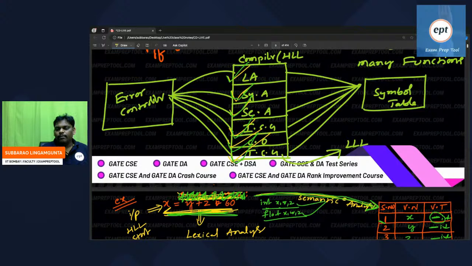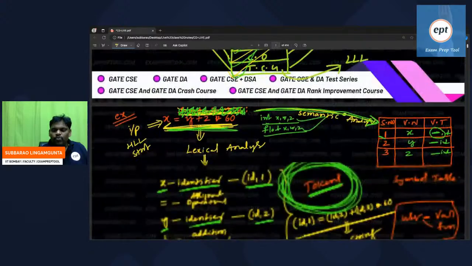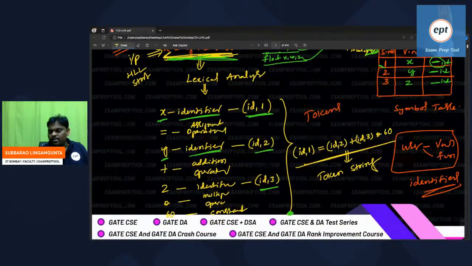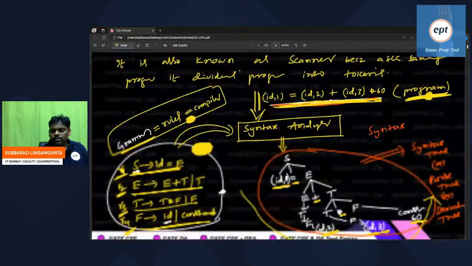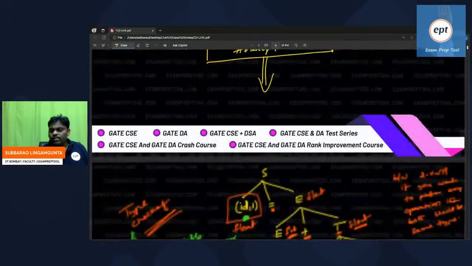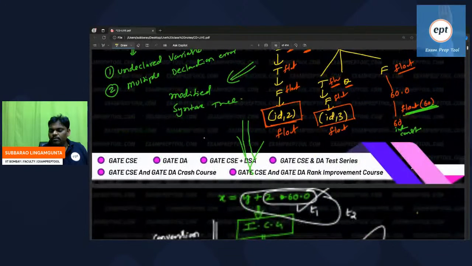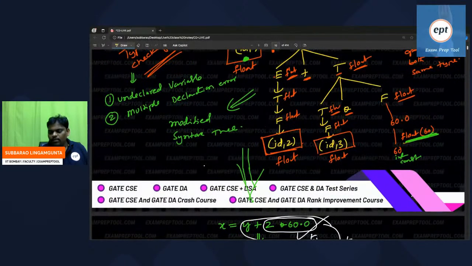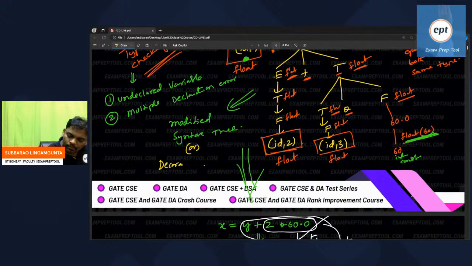Is it okay? So I started today's class with this. Then I took one example. I explained what the lexical analyzer will do: tokens. What will the syntax analyzer do? Parse tree creation. What will the semantic analyzer do? It will create the modified parse tree. Someone is saying annotated parse tree. If you want, you can write decorated parse tree or annotated parse tree.